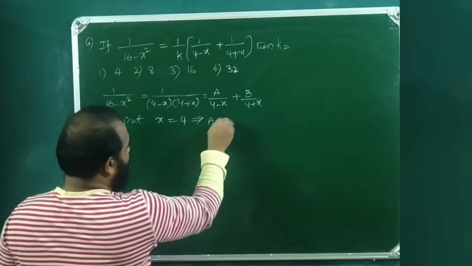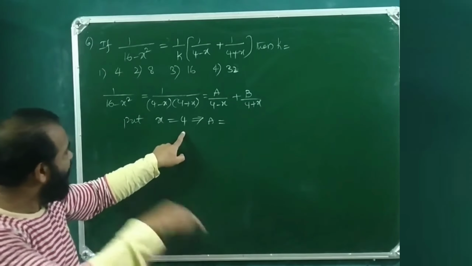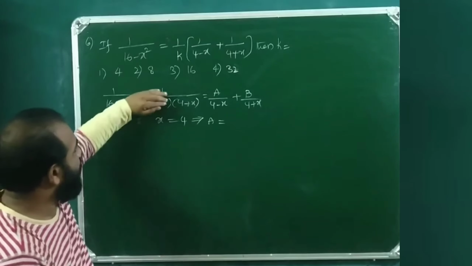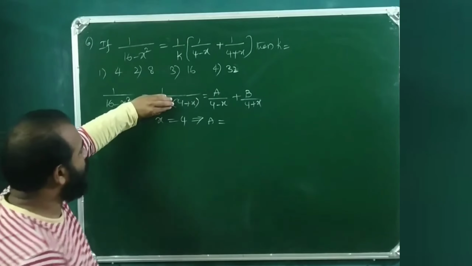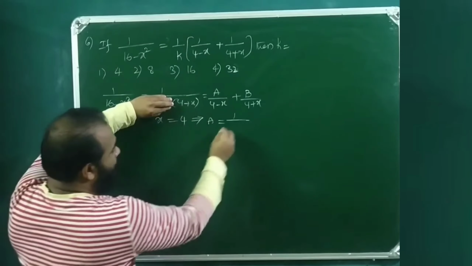So to obtain the value of a, substitute x equals 4 covering its factor. So 1 by 4 plus 4, 8.